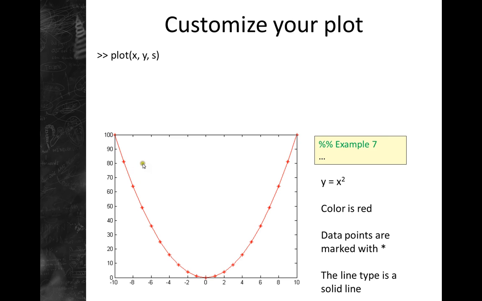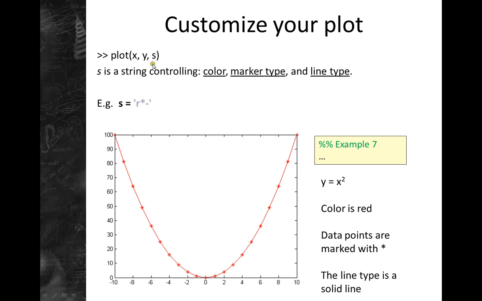Okay, let's talk a little bit how to customize your plot. When you do the plot command, you can also give an input string here at the end for customization. This is a string that controls the color of the plot, the marker type, that's which marker you want to see appear here. In this example it's a star, and the line type. So in this example we're plotting red, with a star, and a solid line. That's what this sign means.